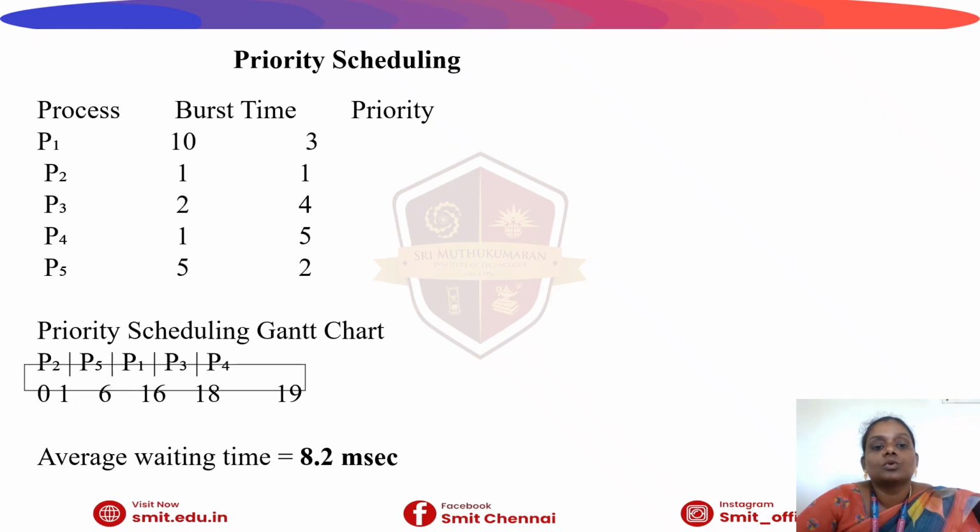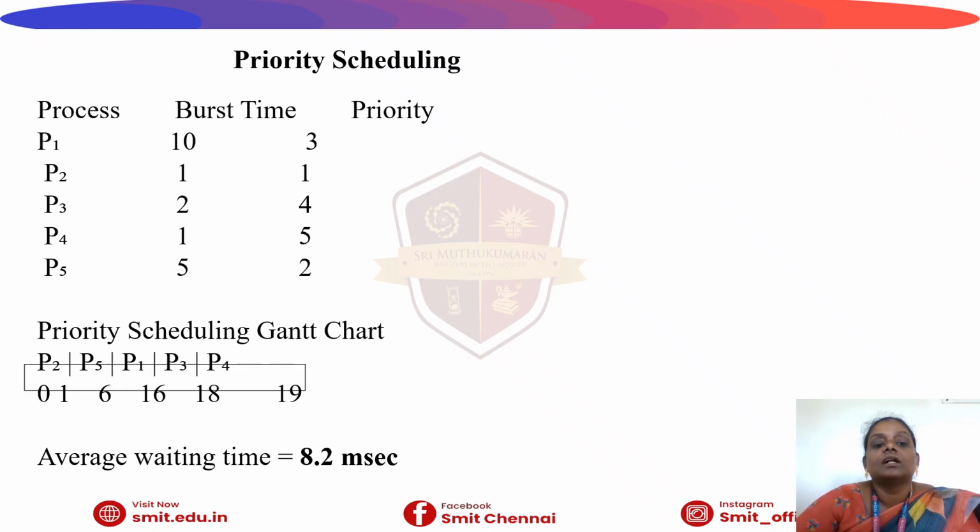So priority 1 means P2 enters first, and then 2, so P5 enters, and then 3, so P1 enters, and then 4, P3 enters, and then 5, so P4 enters. Likewise, the waiting time is calculated.